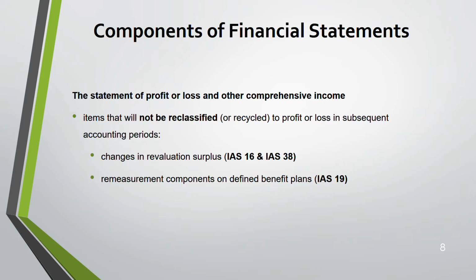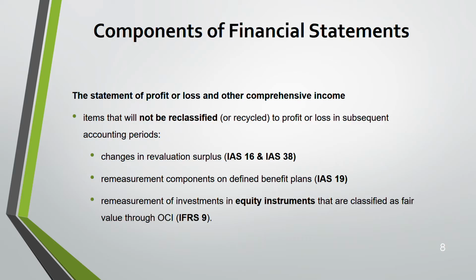Second is under IAS 19, that is your employee benefits. Anything regarding your defined pension benefit plans, the remeasurement component will go to OCI only. It will never go to profit and loss. Third, again under IFRS 9, but this time it is equity instruments. Remember, debt instruments you can reclassify to profit and loss. Equity instruments forever stay under OCI.